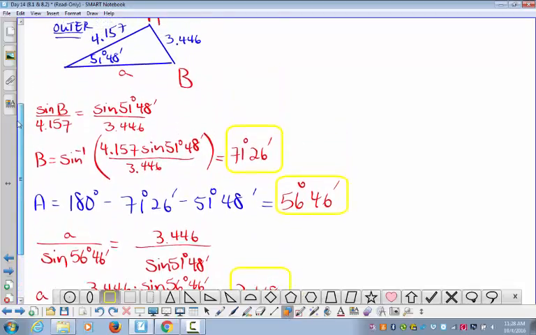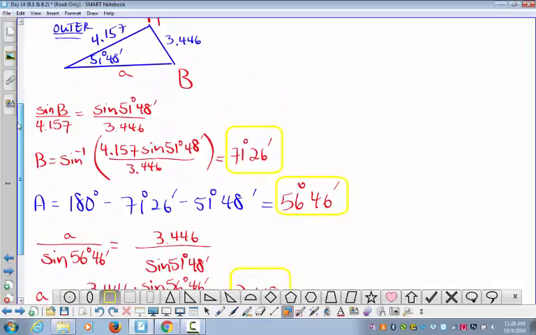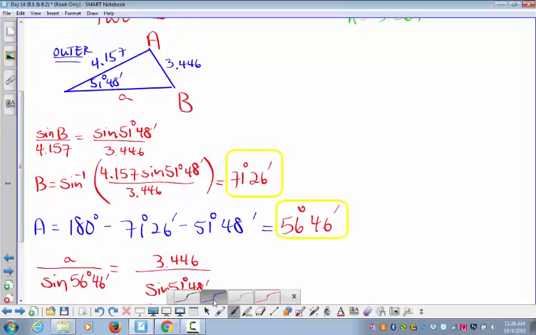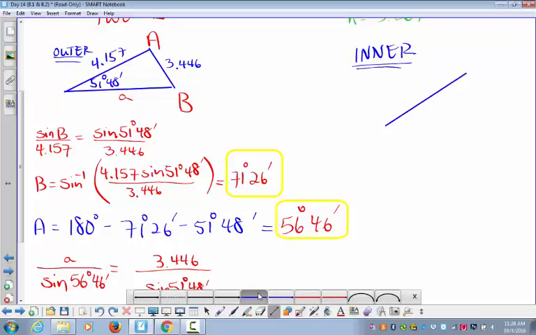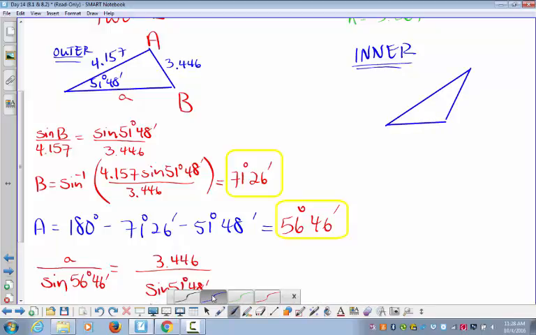Oh, that's only half of it. Now let's do the other half. So we did the outer triangle, so now we have to do the inner triangle. It's usually quicker. The inner triangle is going to look something like that. We'll label all the same stuff: 51 degrees, 48 minutes, 3.446, and 4.157. Unknowns, we'll call A star, B star, and little a star.